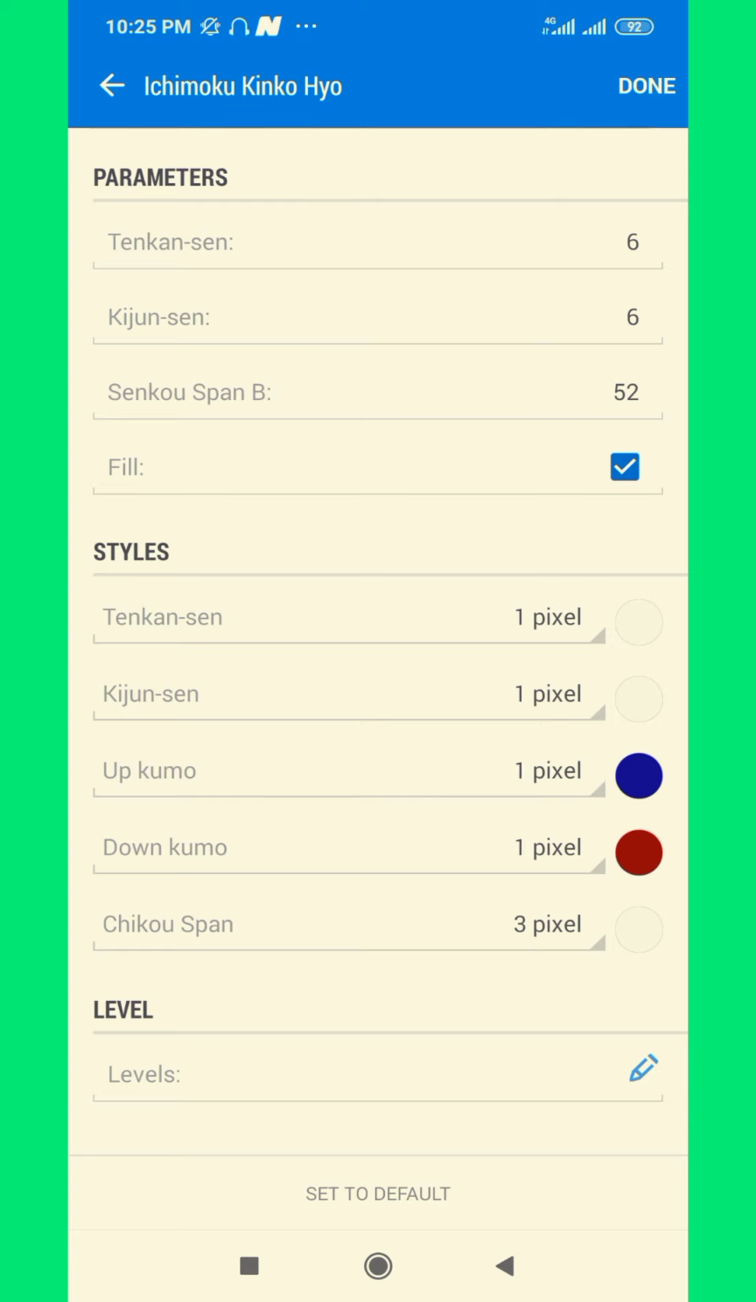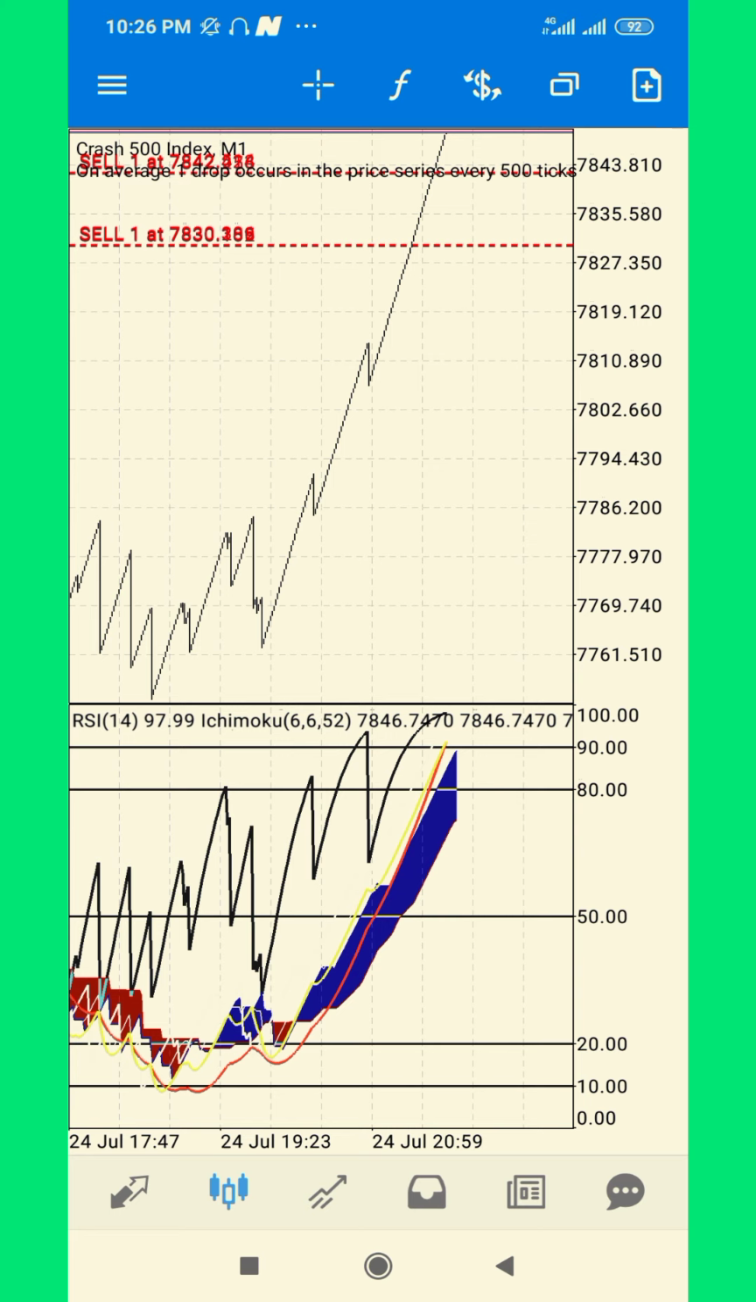Up Kumo, we have 1 pixel, then color, mine I'm using blue. You can use any color of your choice for easy identification. Down Kumo, we have 1 pixel and then red. You can use any color of your choice; my own, I choose red. Senkou Span, we have 3 pixel, and then white. There is no levels, and then you click Done.